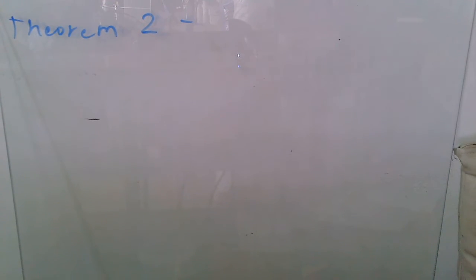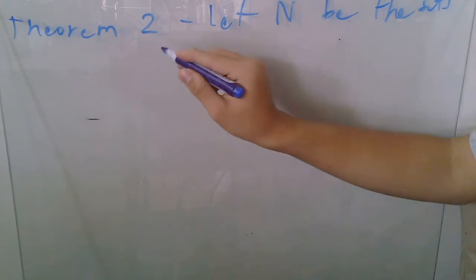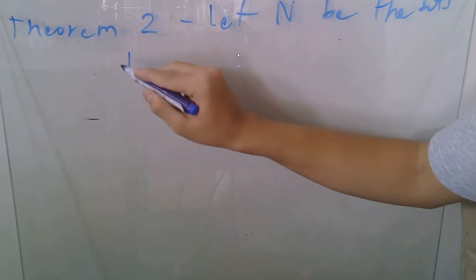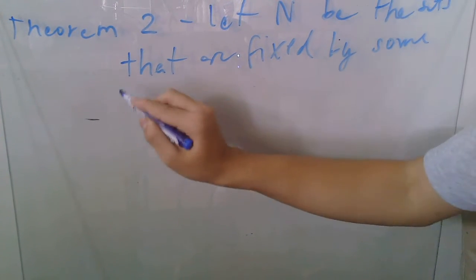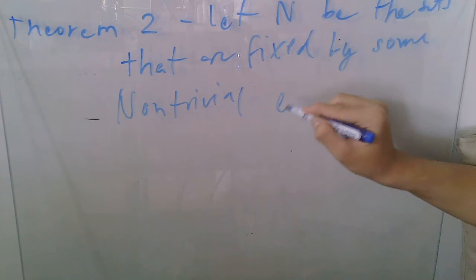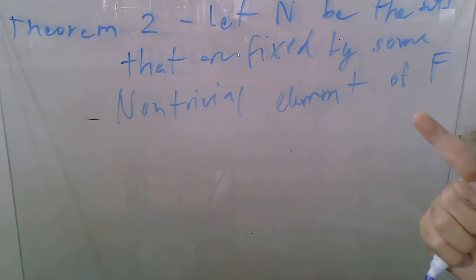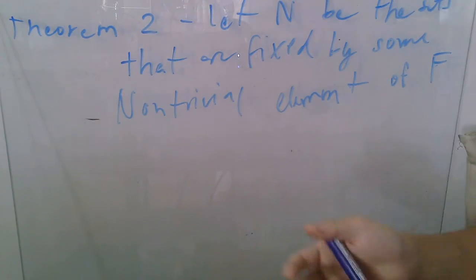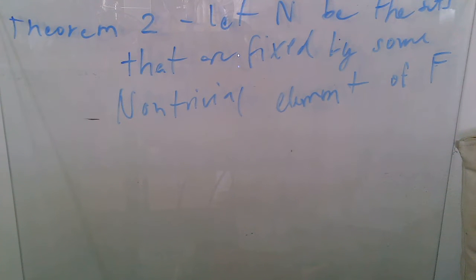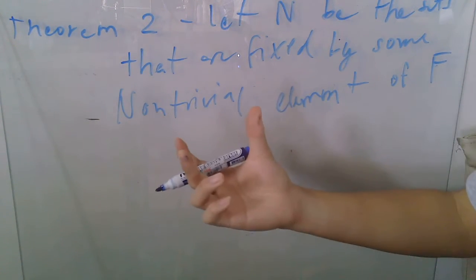Theorem number 2. Let N be the set of points that are fixed by some non-trivial element of F. So when we say non-trivial element, to be more precise, we can say it's the set of all words on F. It's a free group, actually, the set that contains all the generators within F.